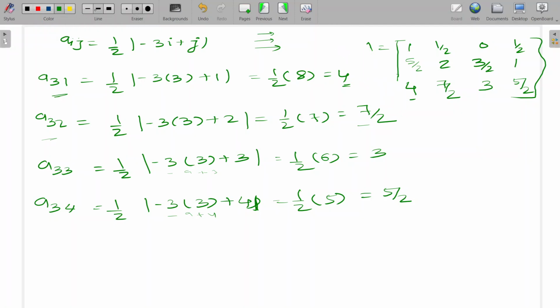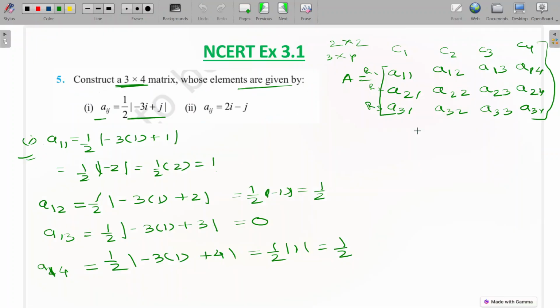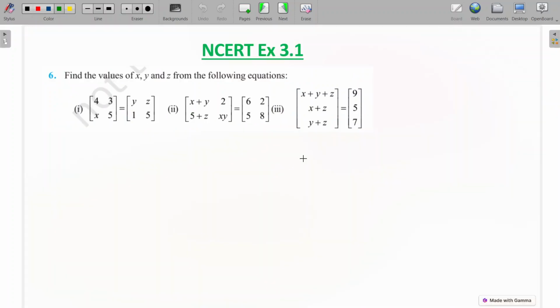This is our final matrix. Now let's move on to the second part of this question. The second part also tells us the same, but here aij is 2i minus j. So let's write it here.